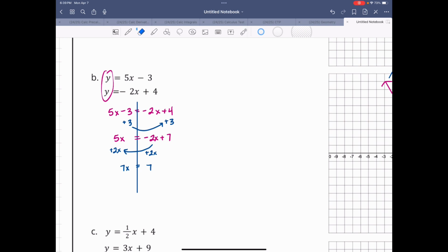And my final step is going to be to move that 7 over to the other side. I'm going to do that by dividing. Because right now that 7 and that x is being held together with multiplication.